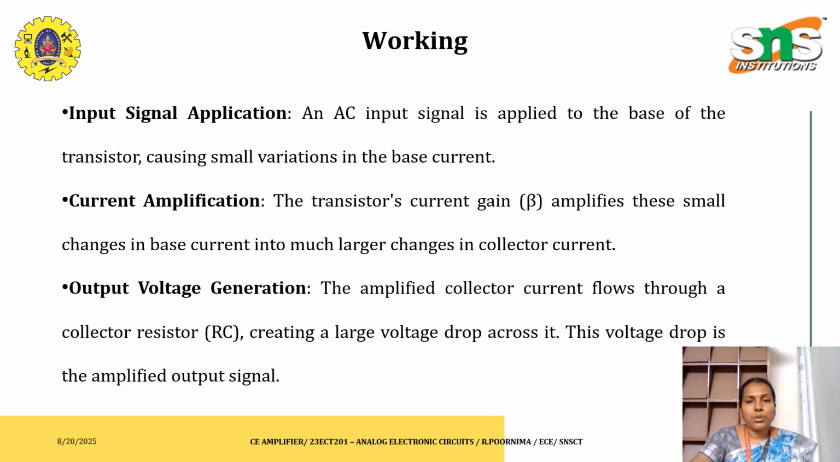Here the AC input signal is applied to the base of the transistor. It causes small variations in the base current. The transistor current gain beta amplifies the small changes in the base current to much larger changes in the collector current. We know the relation between collector current and base current: IC equals beta multiplied by IB. This amplified collector current flows through the collector resistor and creates a large voltage drop across it. This voltage drop is the amplified output signal.